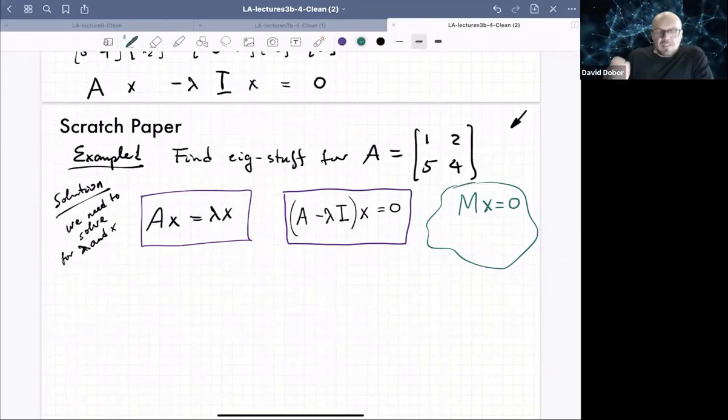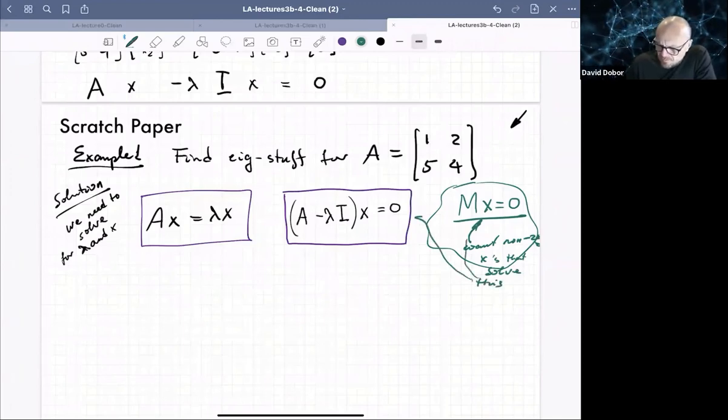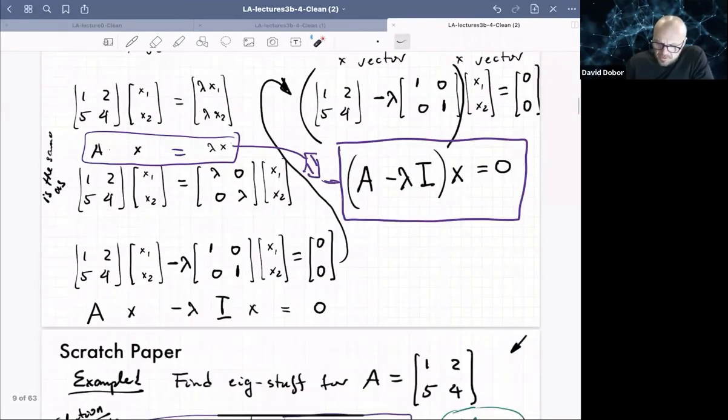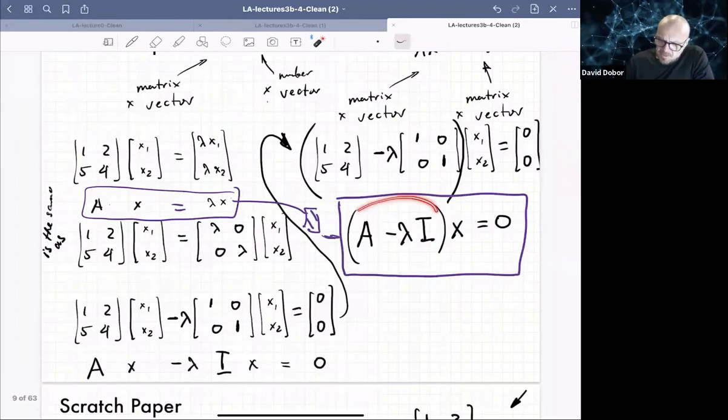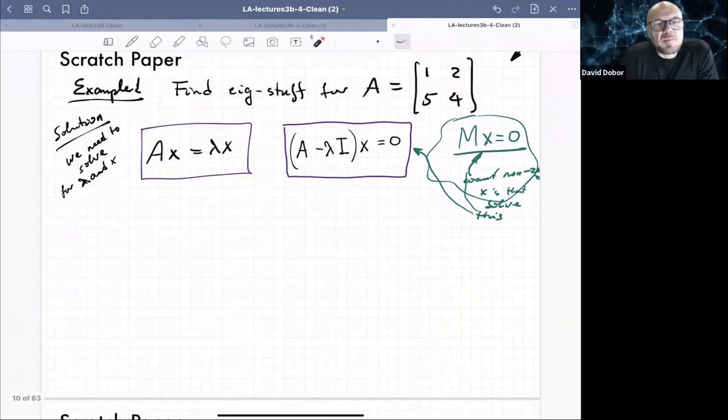Here's the important question. As you've just suggested, we're looking for non-trivial solutions, non-zero x's that solve this. What is this? The role of matrix M here is played by the entire A minus lambda I. After all, it's just some matrix. As we just saw, it's just some n by n matrix.